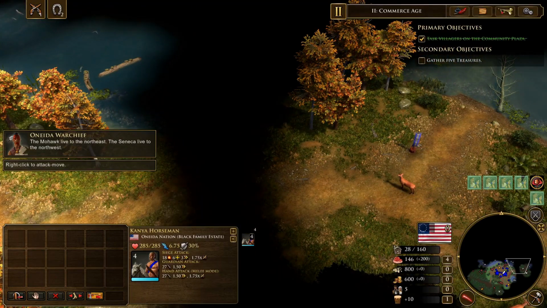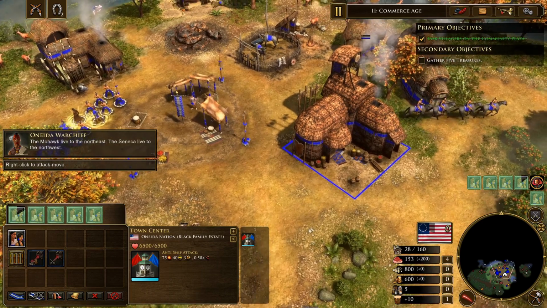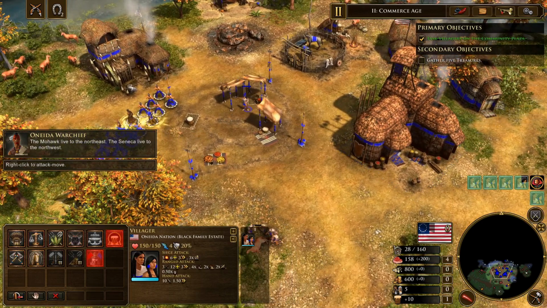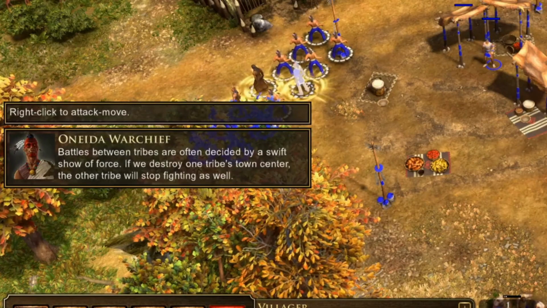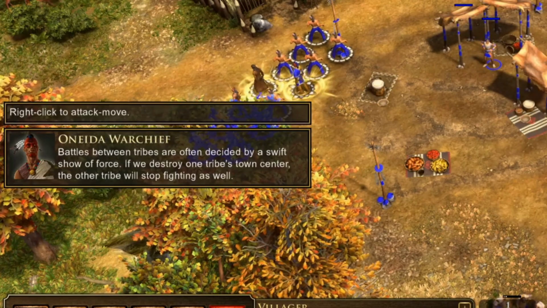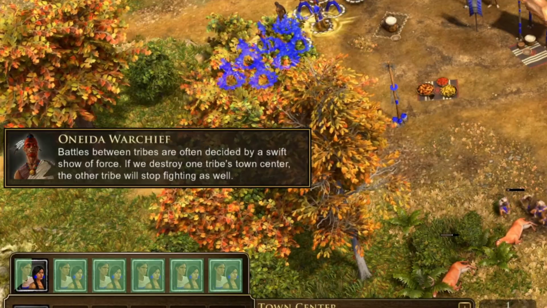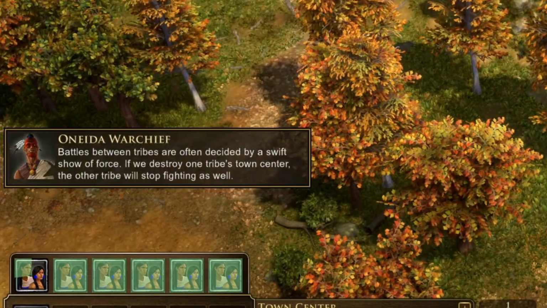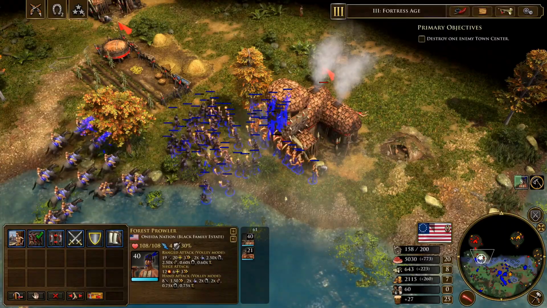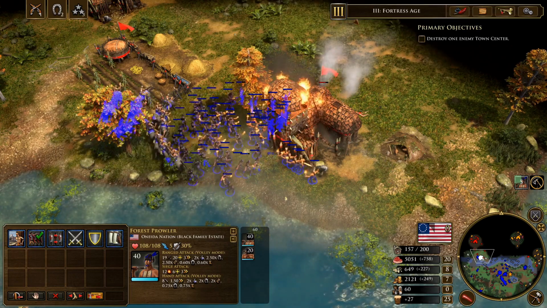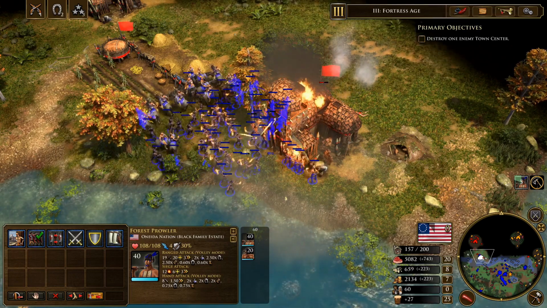The Mohawk lived to the northeast. The Seneca lived to the northwest. Battles between tribes are often decided by a swift show of force. If we destroy one tribe's town center, the other tribe will stop fighting as well.